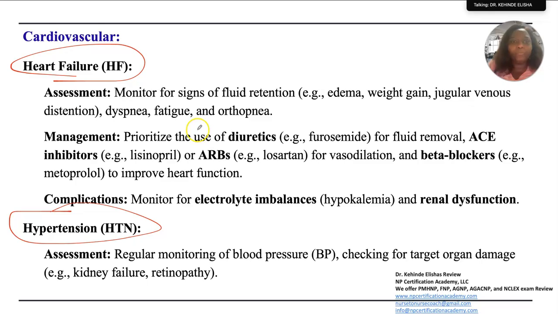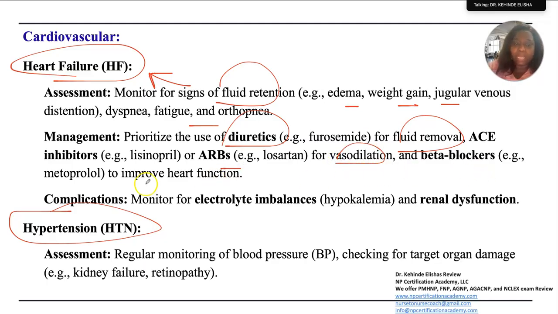So heart failure, what do you want to watch for? You want to monitor for signs of fluid retention, edema, weight gain, jugular venous distension, dyspnea, fatigue. That should be your focus whenever you get any case about somebody with heart failure. So how do you manage the patient? Definitely you want to prioritize the use of diuretics for fluid removal, ACE inhibitors or ARBs for vasodilation, and beta blockers, example metoprolol, to improve heart function.